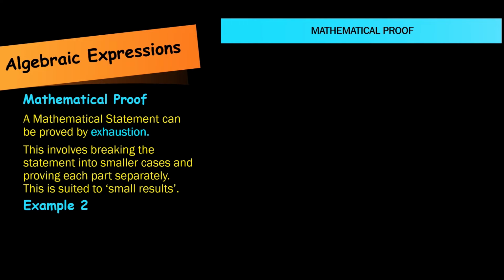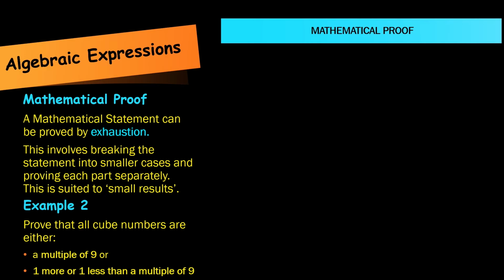Let's take a look at another example. Prove that all cube numbers are either a multiple of 9 or one more or one less than a multiple of 9. Pause the video and have a go. Press play when you're ready to view the solution.